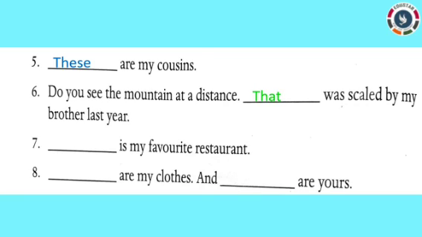7th sentence. Dash is my favorite restaurant. Here restaurant is singular and near. So use the demonstrative pronoun this. 8th sentence. Dash are my clothes and dash are yours. Here clothes is in plural and near to you. So use these. And in the second sentence, you are showing the clothes which are far. So use the demonstrative pronoun those.